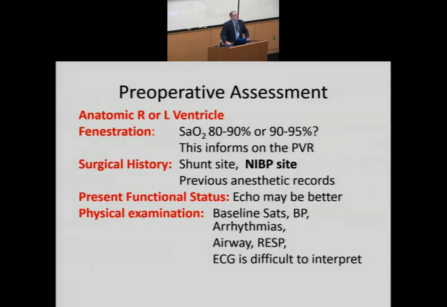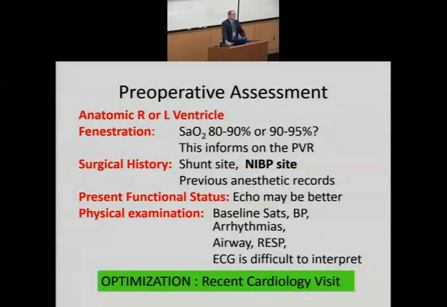Is it an anatomical left or right ventricle? What is their function? Can they get around? What are they able to do? Is it fenestrated or not? If the Fontan is fenestrated, you'd expect them to have a lower saturation, but they may have a better cardiac output. If there's no fenestration, the sats may be high, but if we develop any pulmonary hypertension or we don't ventilate them well, we may get into trouble with decreased transpulmonary gradient of blood and decreased cardiac output that way.